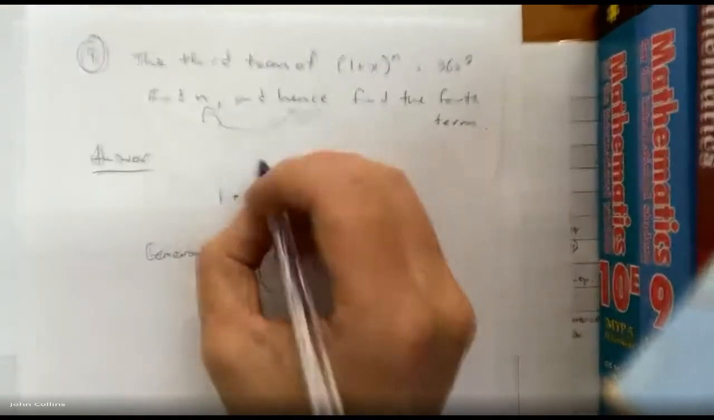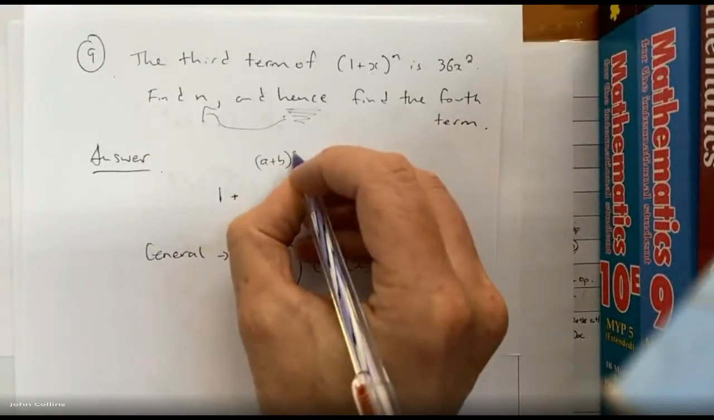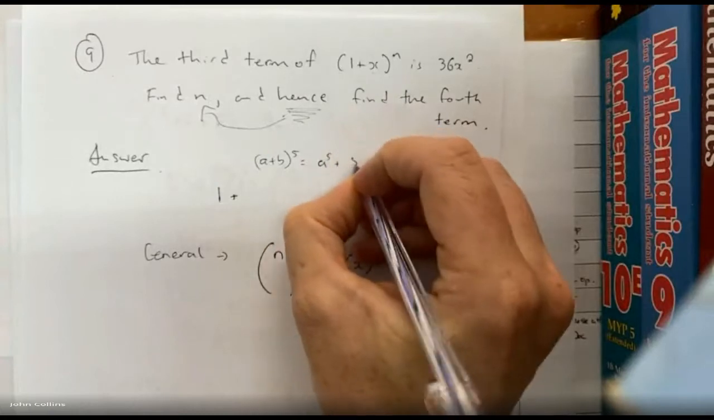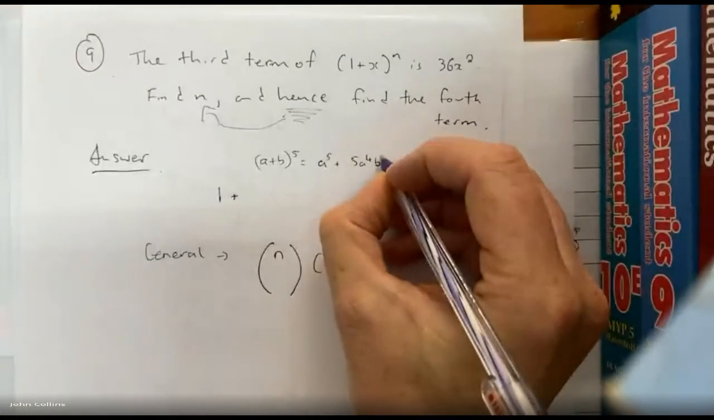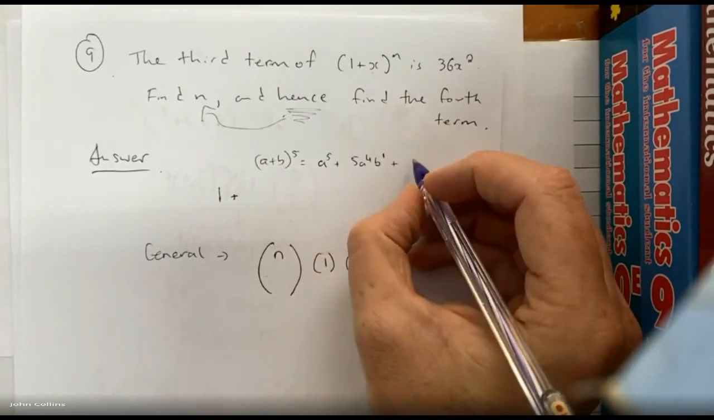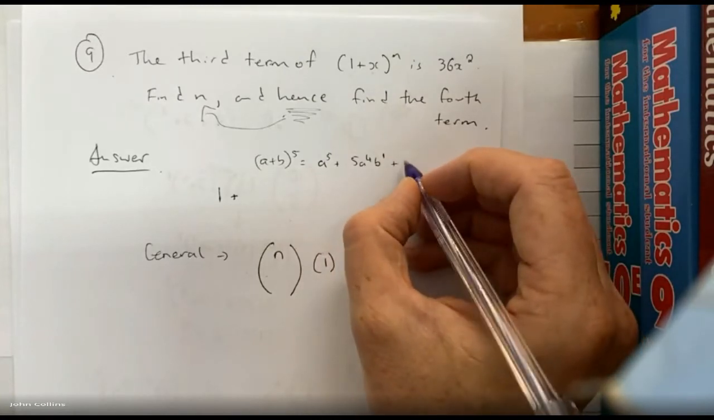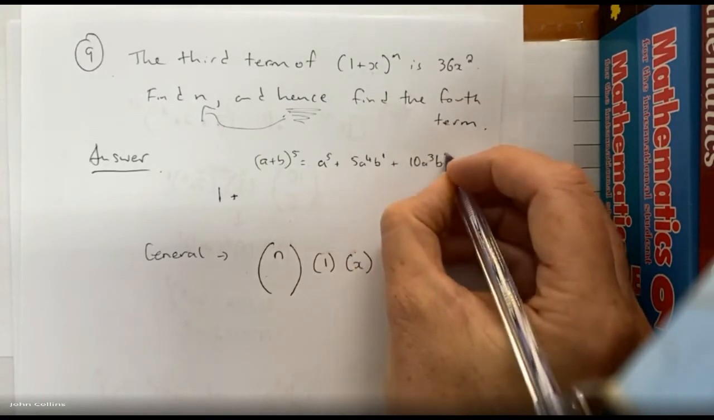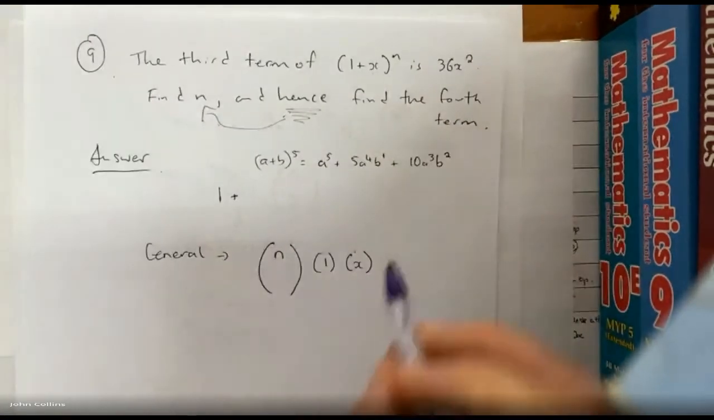For example, (a + b) to the power of 5. The first term is a to the power of 5, and then it's 5a to the power of 4 b to the power of 1, plus the third term, which is crucial here, is 10a cubed b squared.